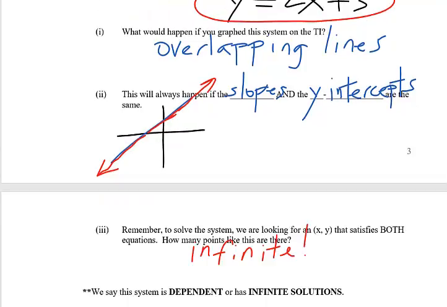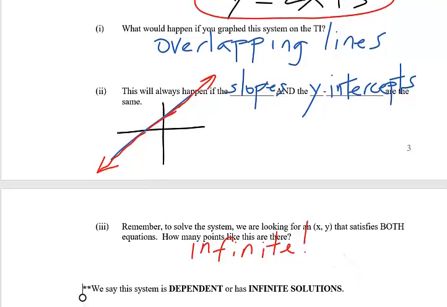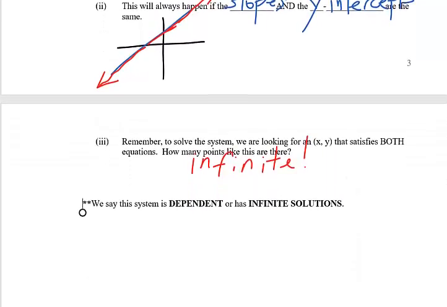How do we give an answer to these kind of problems? Well, if you are solving a system and using the graphing method and the lines come out overlapping, you can either at the end of the problem say this is a dependent system, or you can say there are infinite solutions. We've now covered the only three things that can happen. The lines will either cross once and there will be one solution, the lines will be parallel and there will be no solution, or the lines will be overlapping and there will be infinite solutions.